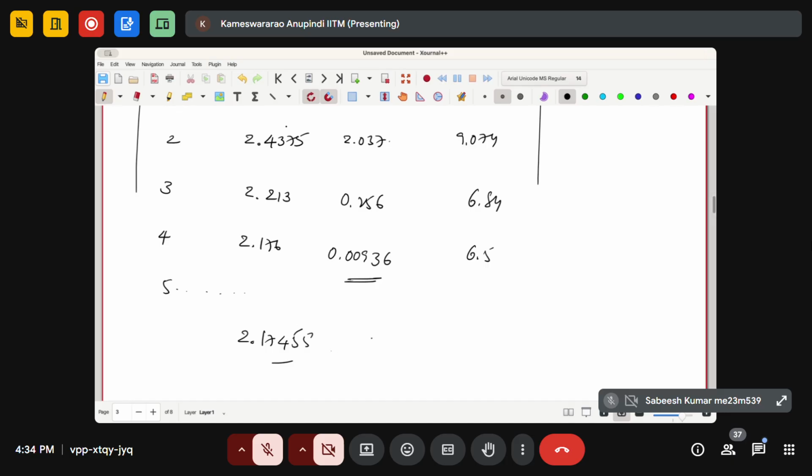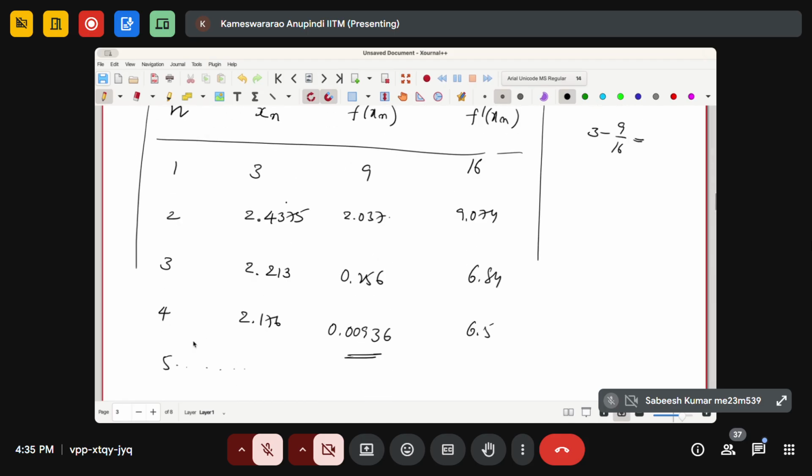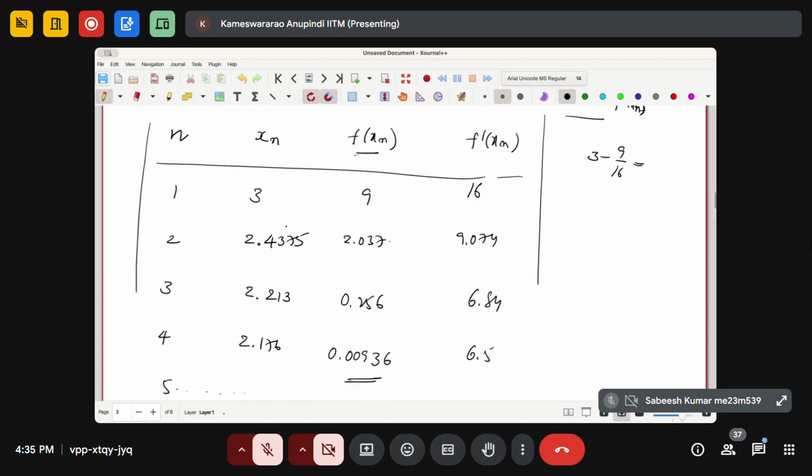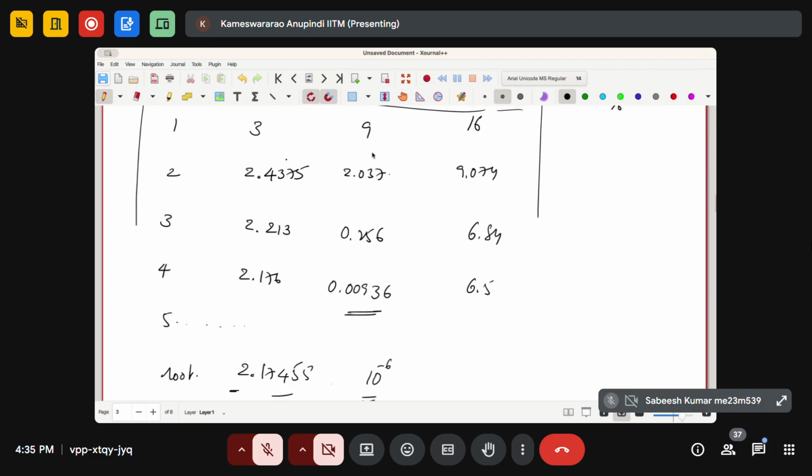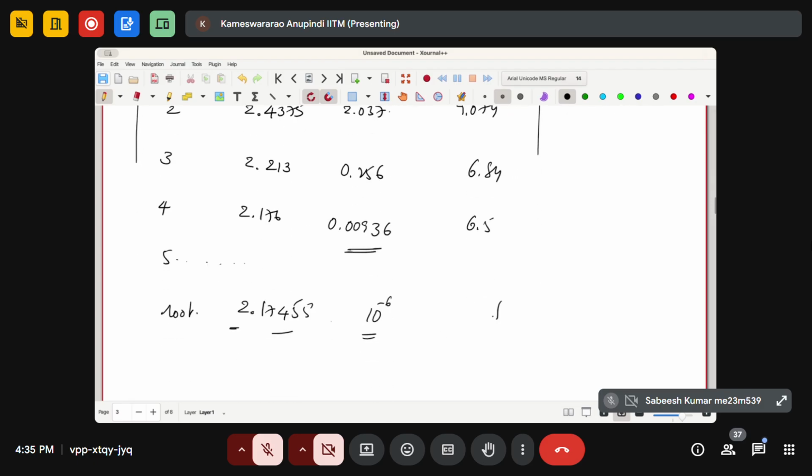And that is for an f of xn of 10 power minus 6. So that will be the root, which you can continue. And how do you check the error in this case? You can use f of xn to check for error.